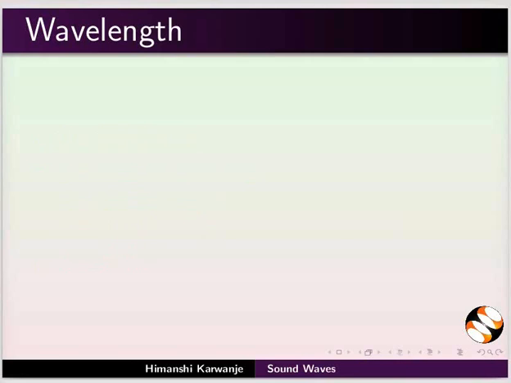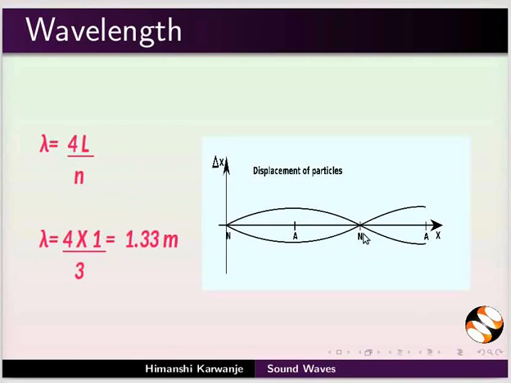Let us calculate the wavelength. The wavelength of the first overtone is 3/4 of the complete wave. Here, the value of n is 3. From the app, value of length of tube can be taken as L. Therefore, the calculated value of wavelength is 1.33 meter. This is the wavelength of first overtone mode of vibration.